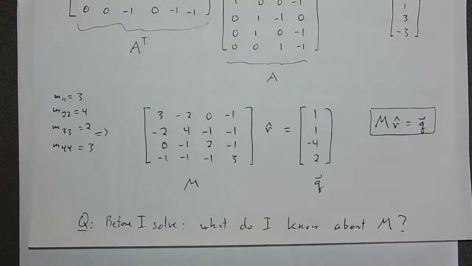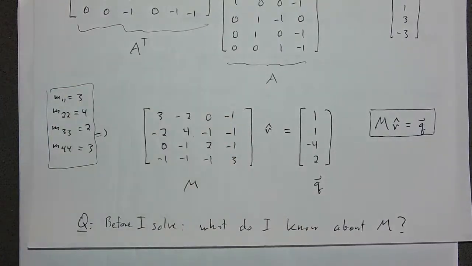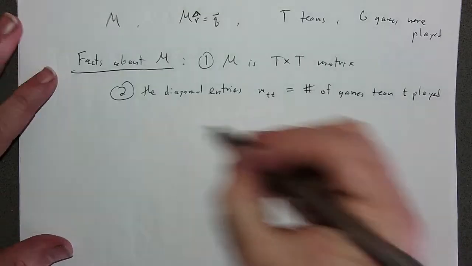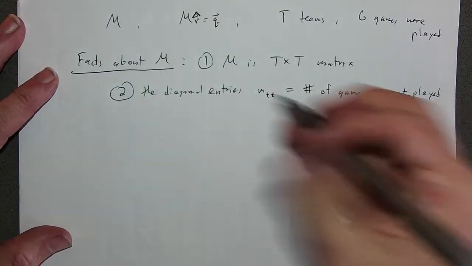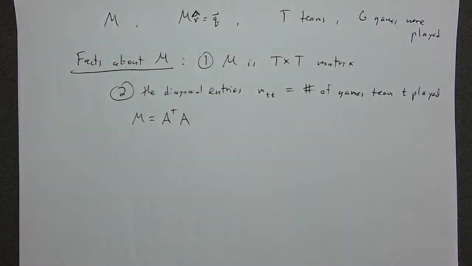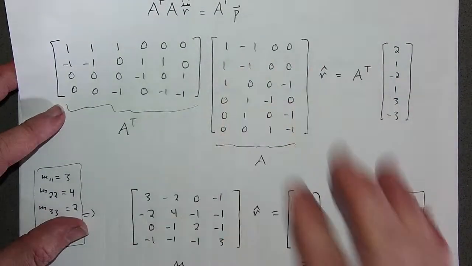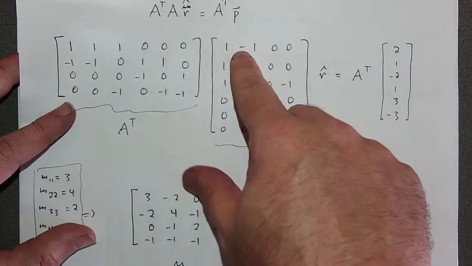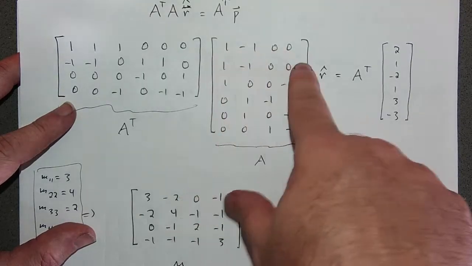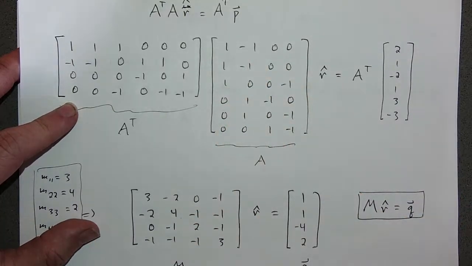Now, why does this work? Why do these diagonal entries tell you exactly the number of games the teams played? Well, if we write out what this is, we know that M is A transpose A. And the matrix A is a very simple matrix. Notice first of all, and I'll write all this down later as well, that the sum of each of the rows of A is actually 0, because each of them has a 1 and a minus 1. So the sum of each of the rows individually is 0.